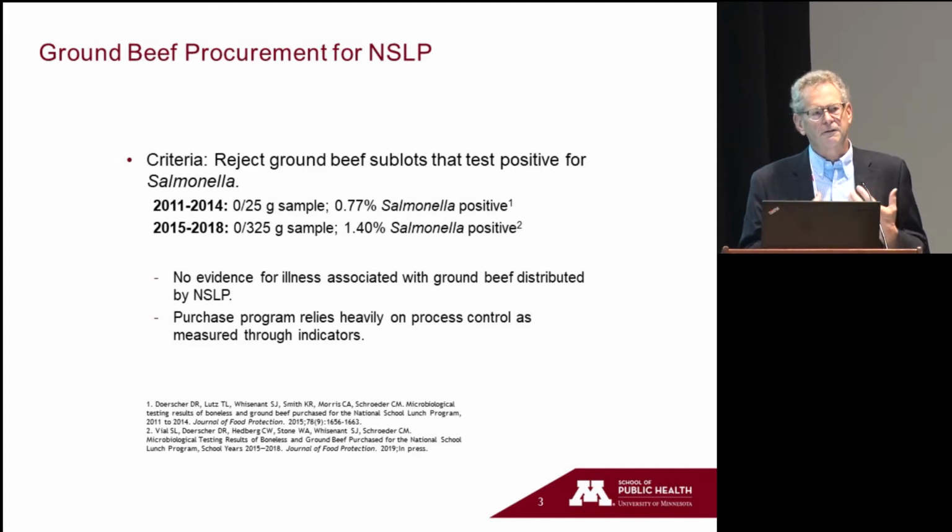In 2015, their sampling program changed, and it was now 0 in 325-gram samples of ground beef that they were looking at. And they, as you might expect, had a higher rate of positivity. About 1.4% of the lots being tested were turning out to be positive. The implication of that, from my perspective, is that from 2011 to 2014, there were salmonella-contaminated lots which were moving through the system that were being missed because of the testing requirements.